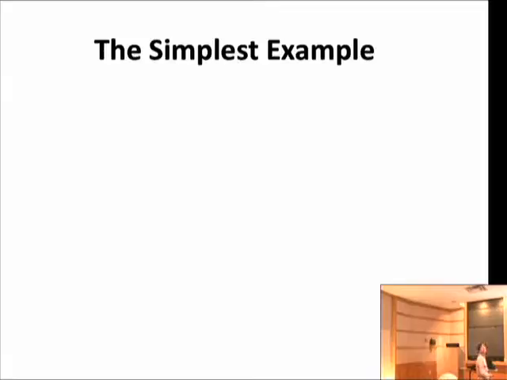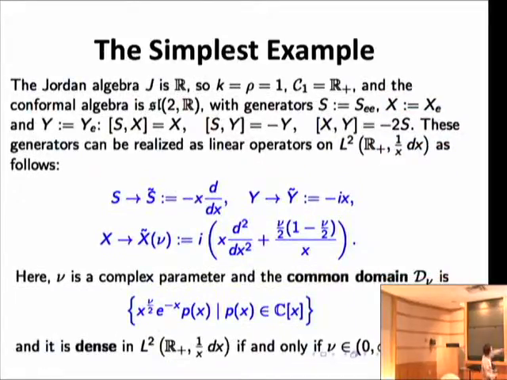Now, I should talk about the simplest example. Namely, the Jordan algebra is R. So in this case, the rank is 1. The non-trivial k has to be 1, so there's only one C_k, namely C_1. And C_1 should be the positive elements, namely the collection of all positive real numbers. So I call it I plus, from 0 to infinity.